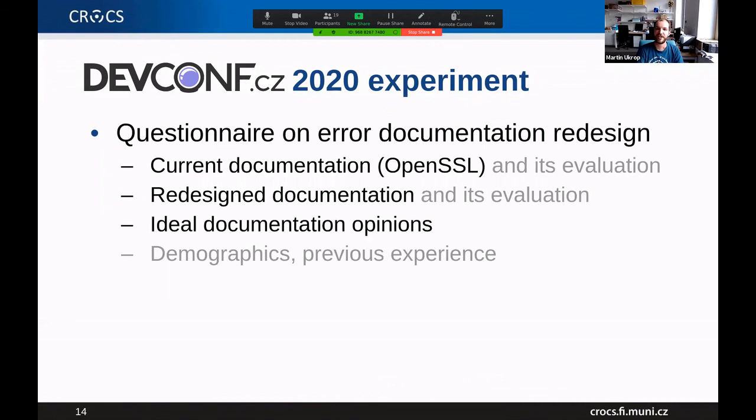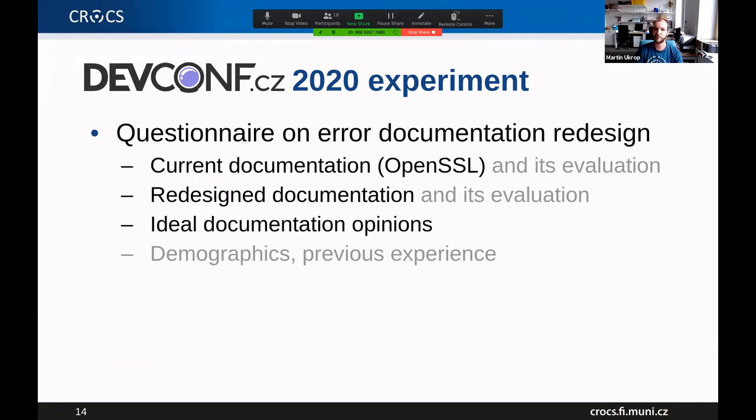The questionnaire had 4 parts. There was a current documentation of OpenSSL, basically the non-documentation, and as I would call it, the single line that you've already seen, and questions regarding its evaluation, whether devs are satisfied with it, in what way yes, in what way no, what they would change, both asking on scales and free text answers, just write what you would like there. Then there was a redesigned documentation proposed by us, and again asking similar questions on its evaluation.